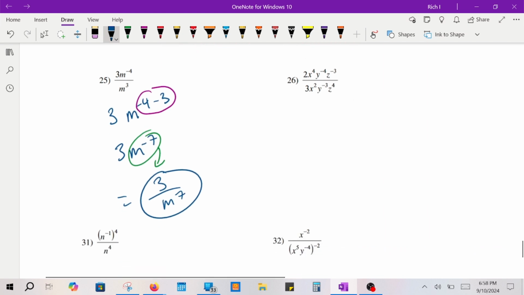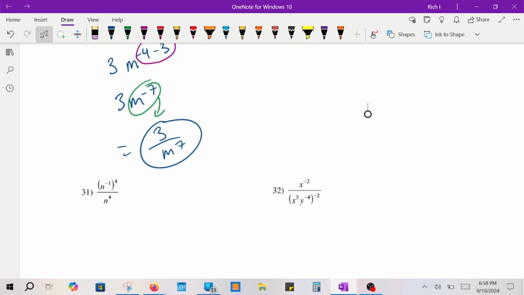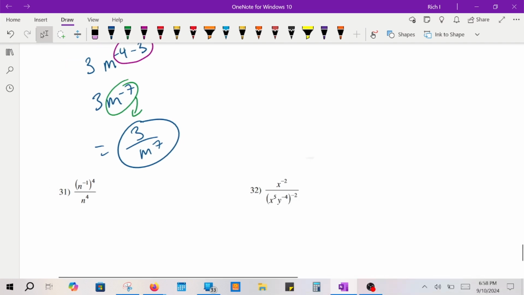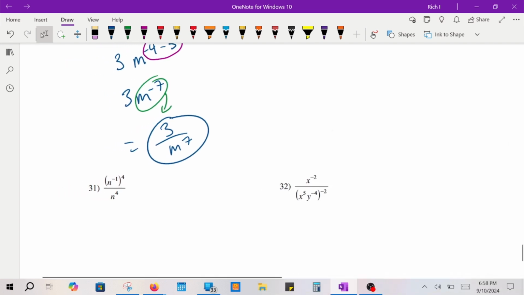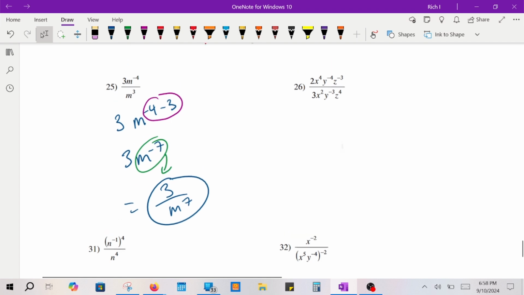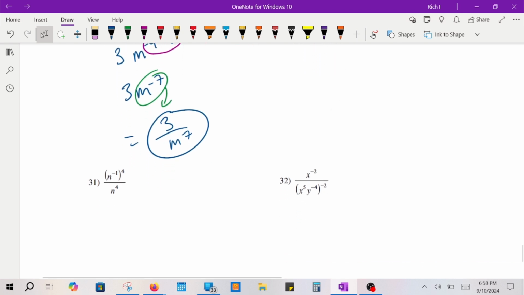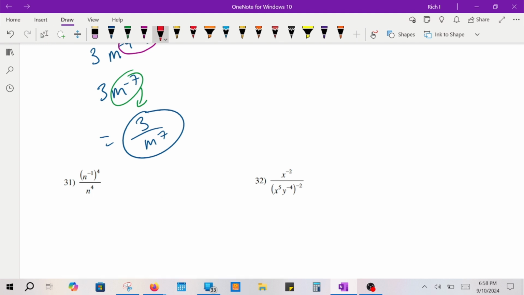Now I want to try to do another one. Let's try 32. I want to try 32 because this one we're actually distributing an exponent. So we're going to distribute the exponent to everything on the inside. It's going to distribute to the x to the 5th, and then it's going to distribute to the y to the negative 4 that's right here. Let me show you what that looks like.